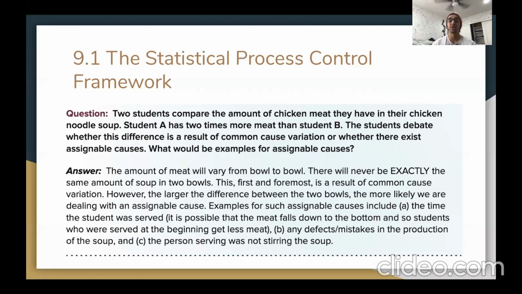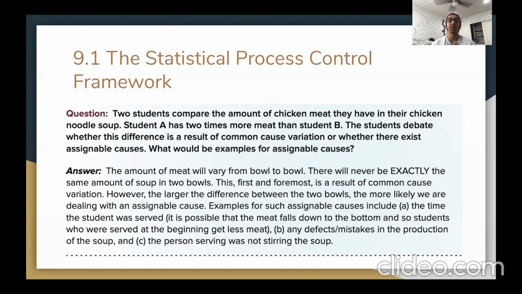So before we begin, let's make sure we understand exactly what an assignable cause is. That is something that is not a random variation, so something that is in our control. And so some examples of assignable cause would be if the meat falls down into the soup because of its weight, and so all the children who are served first will get less meat, and maybe the children in the end will get more meat due to that.